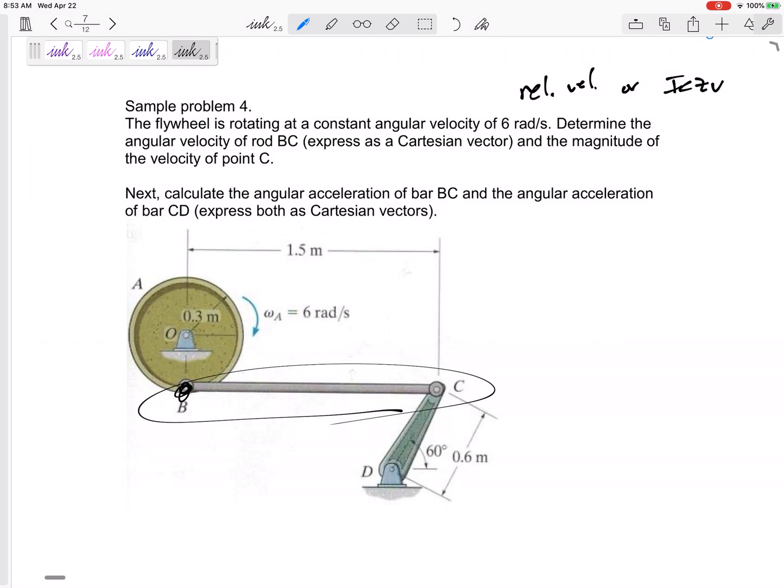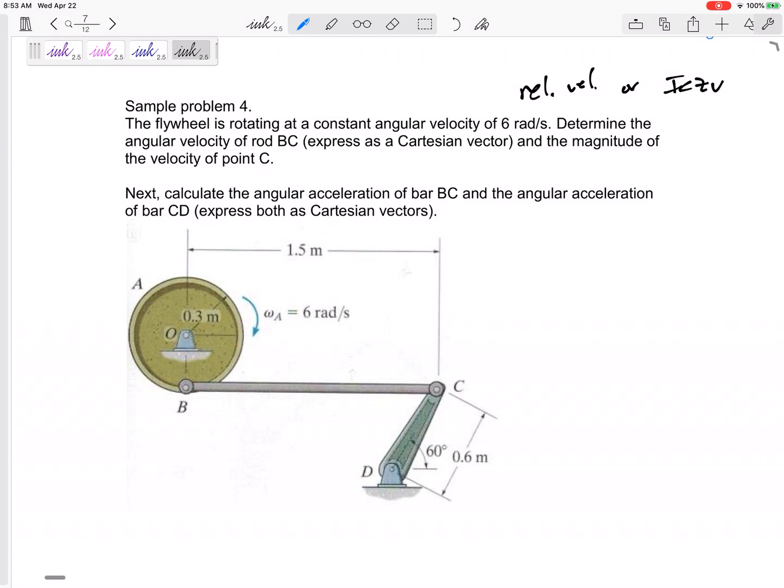It's not fixed about point B, rotating about point B. It's not fixed about point C. And so for bars that are not in pure rotation or pure translation, you've got to use one of our methods that we looked at earlier this semester.